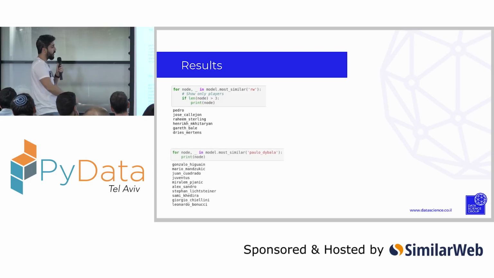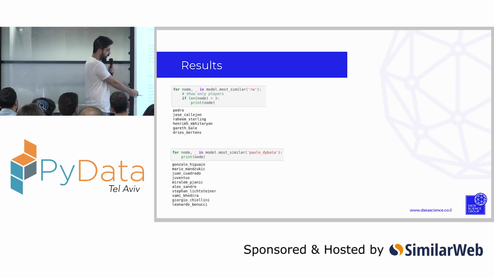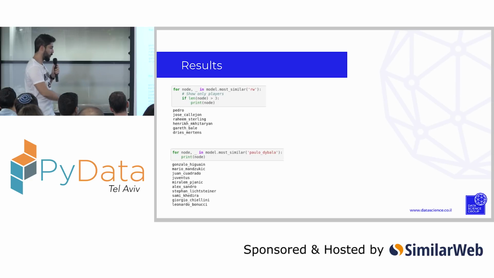So the next thing we do, we are querying Paulo Dybala, a Juventus player, and we can see also his team node here and all of the players that play with him. Okay, on the same team. We're only seeing 10 because that's the default setting of the top most similar.